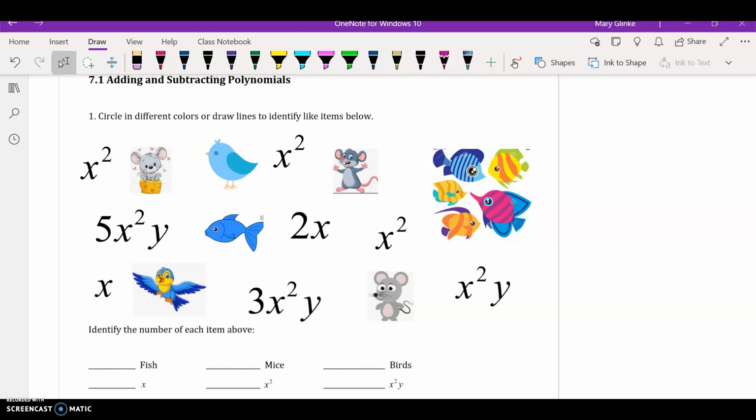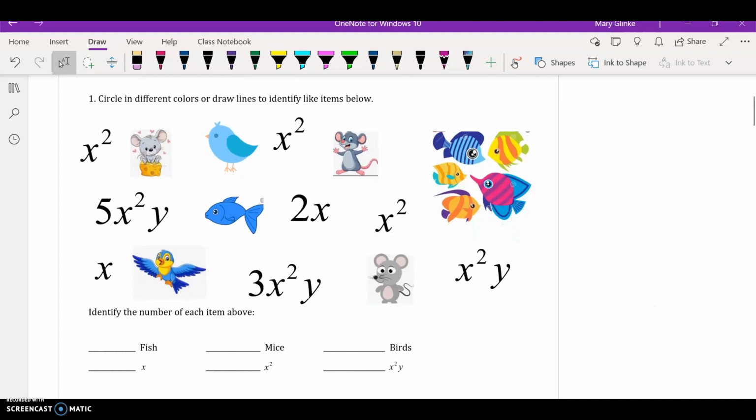Hello, today we're going to start a new chapter, chapter 7, all about polynomials. So this first section is about adding and subtracting polynomials. And to get into that, we have this question number 1. It's meant to be just kind of nice and quick.